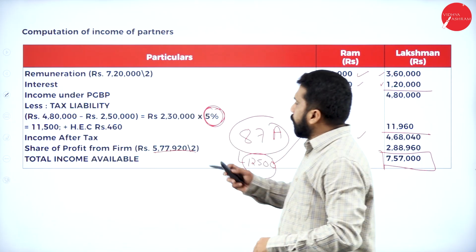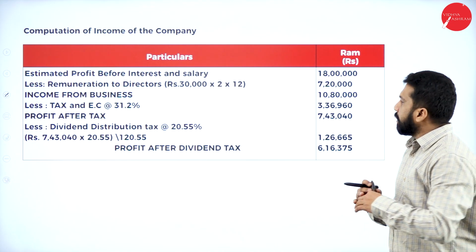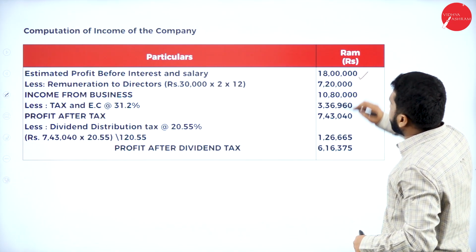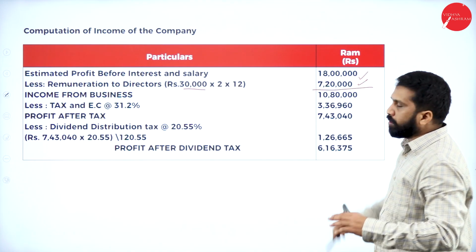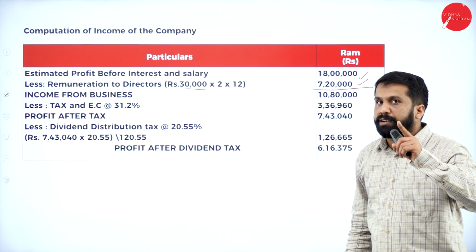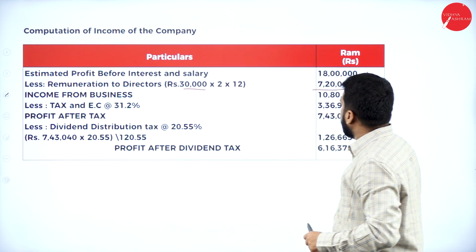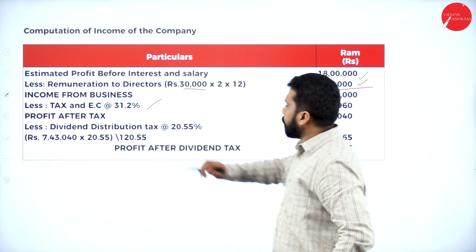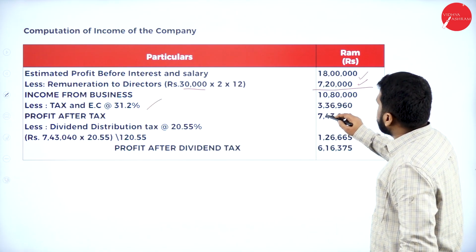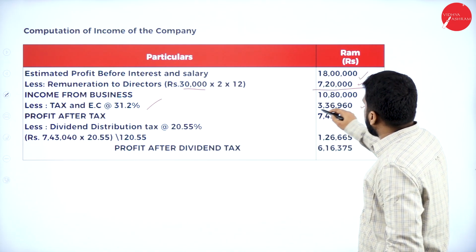Now, so we are done with partnership. Now I'll come to company. Company, same procedure. Your profit is 18 lakh and the salary of director is 7 lakh 20. Don't calculate interest for company. For company only salary will come. Now, 10 lakh 80,000 you got. What is the tax percentage? 31.2. If you minus tax, 3 lakh 36 you will get. Profit after tax 3 lakh 36.